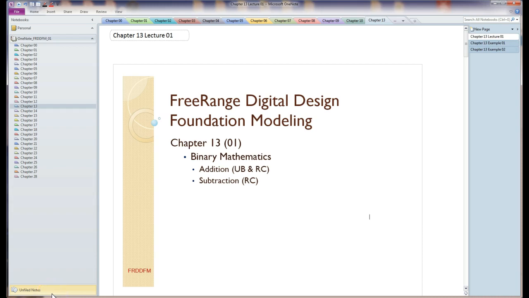This is Free Range Digital Design Foundation Modeling, Chapter 13. What we're going to be doing in this chapter is a small subset of binary mathematics. By all means, computers are known for doing mathematics, so this is our introduction to computer mathematics. We'll be limiting ourselves to addition and subtraction, and more details on that later.